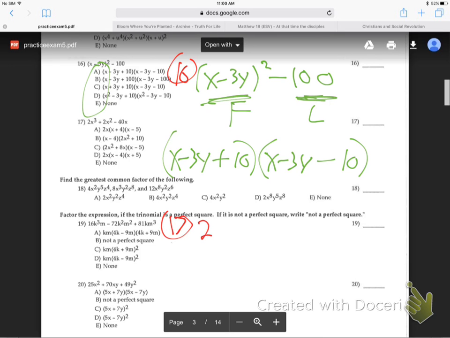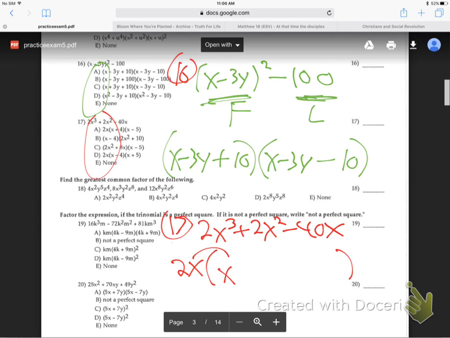17 is 2x cubed plus 2x squared minus 40x. Any GCF on 17? Yeah, look, take the most, huh? 2x. So I bet it's A or D right away, or it could be none of the above. Probably A, D, or E. I'm not going to go with B or C. Already we're eliminating possibilities. 2x in the front. 2x times what? X squared. 2x times what? X, and 2x times minus 20 would go back to minus 40x. Good to there? So far, so good?